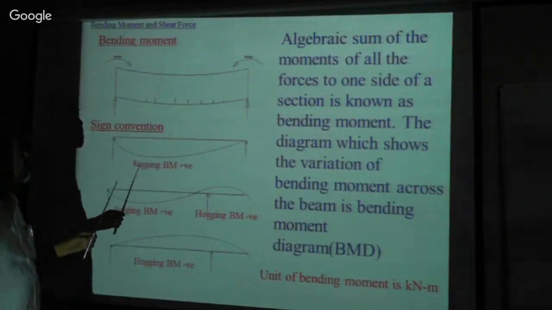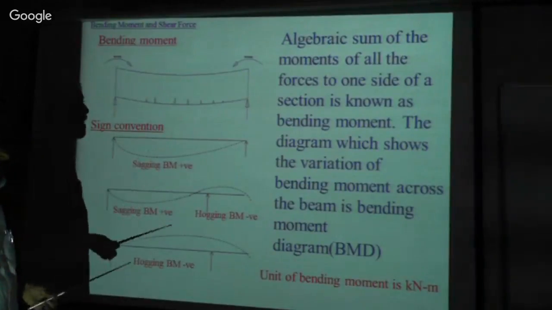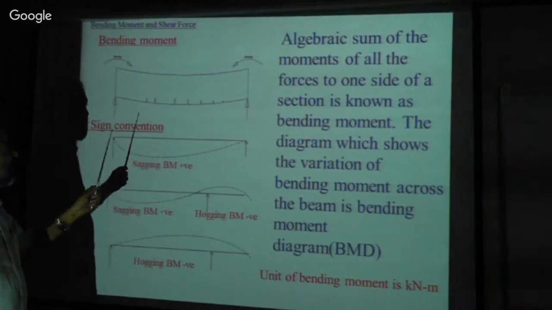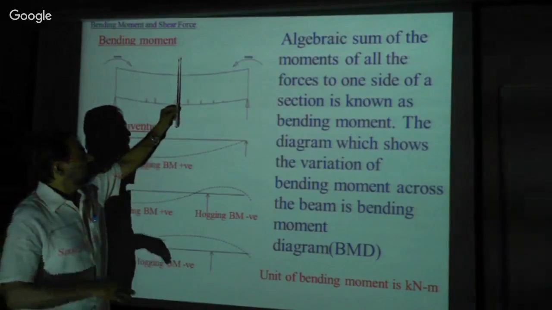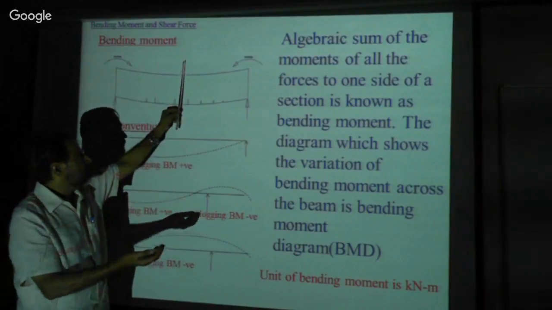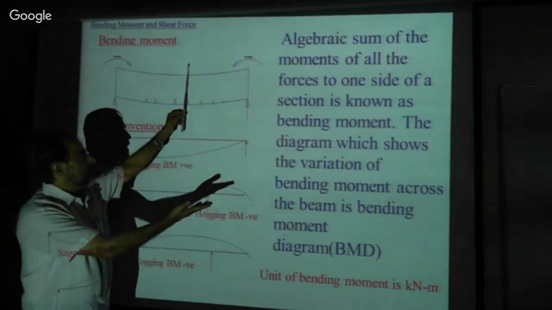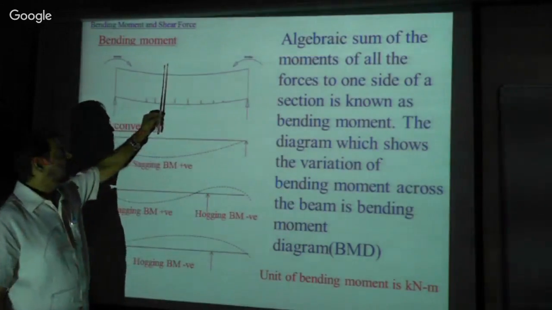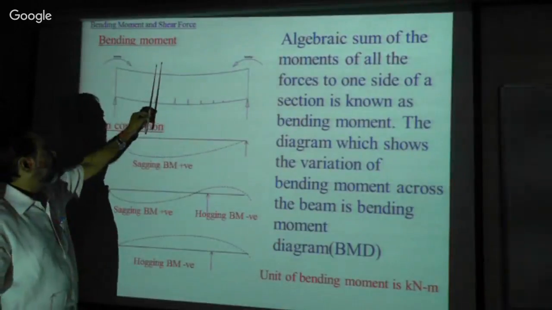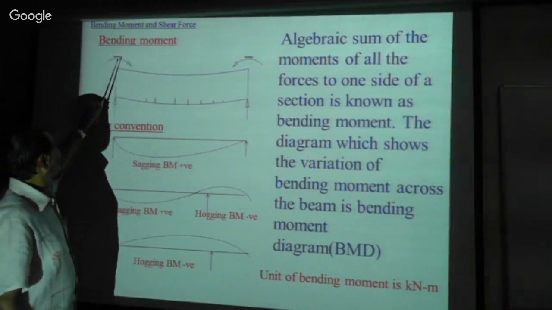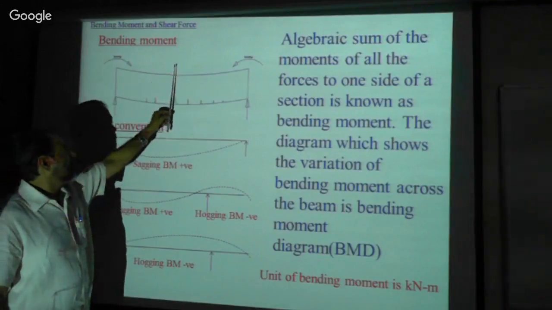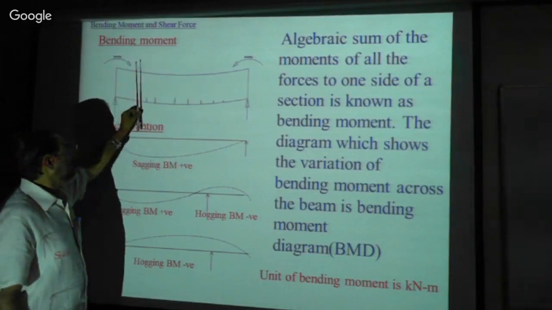Similarly, the bending moment is the algebraic sum of all the moments at any section of the beam, either to the left-hand side or to the right-hand side of the beam. So that is the bending moment. Bending moment is nothing but a moment. The bending moment of a loaded beam in any section we can calculate.